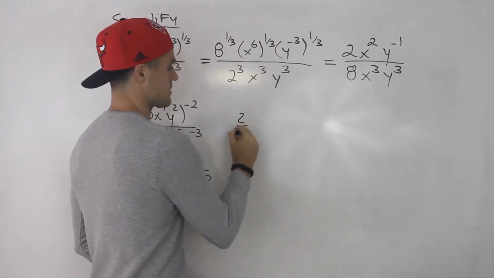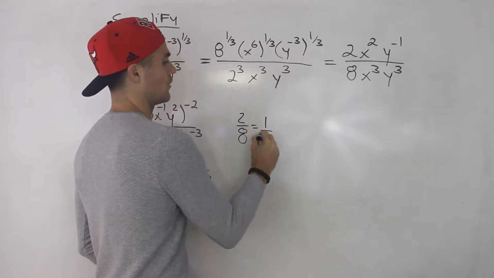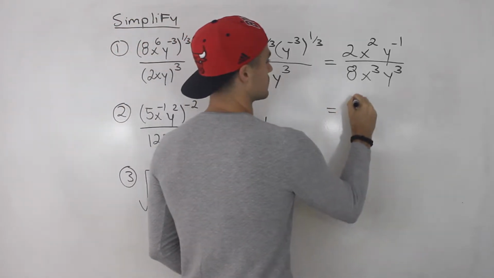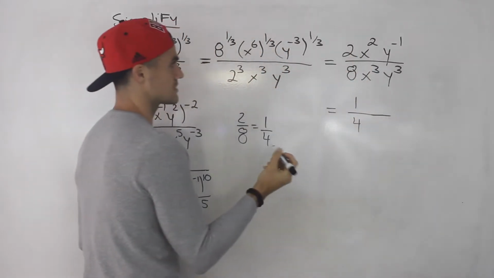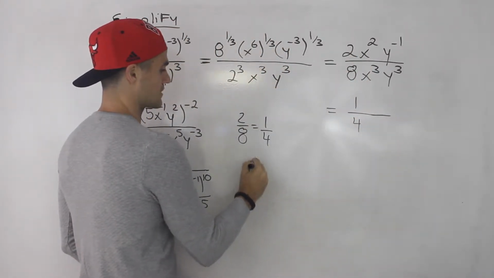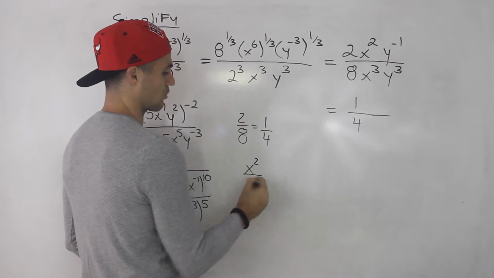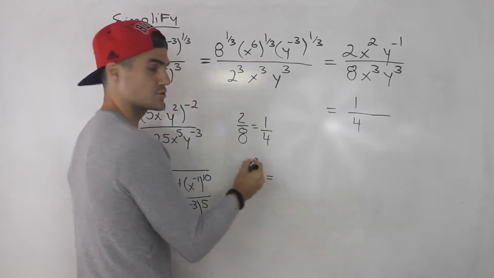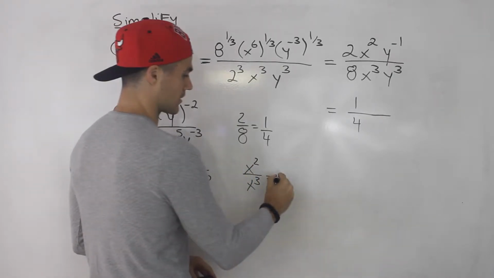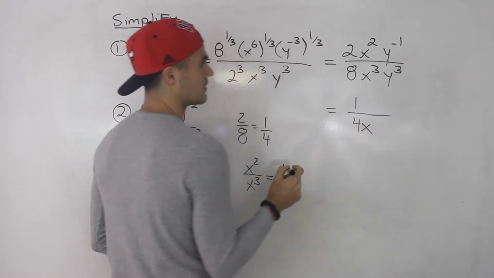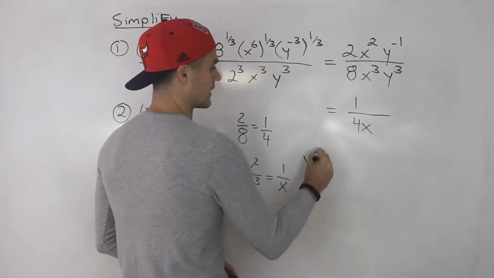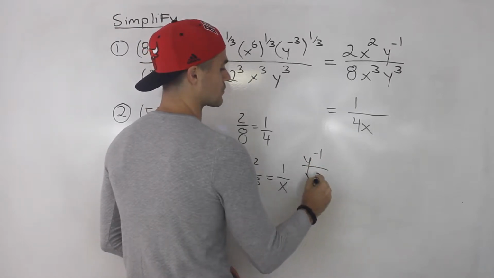So 2 over 8, we know that simplifies to 1 over 4. So we'll have 1 over 4 for the coefficients. And then we have x to the 2 over x to the 3. Well, 2 x's at the top, 3 x's at the bottom means that we are left with 1 x at the bottom. So that's going to go here. And then we got y to the negative 1 over y to the 3.